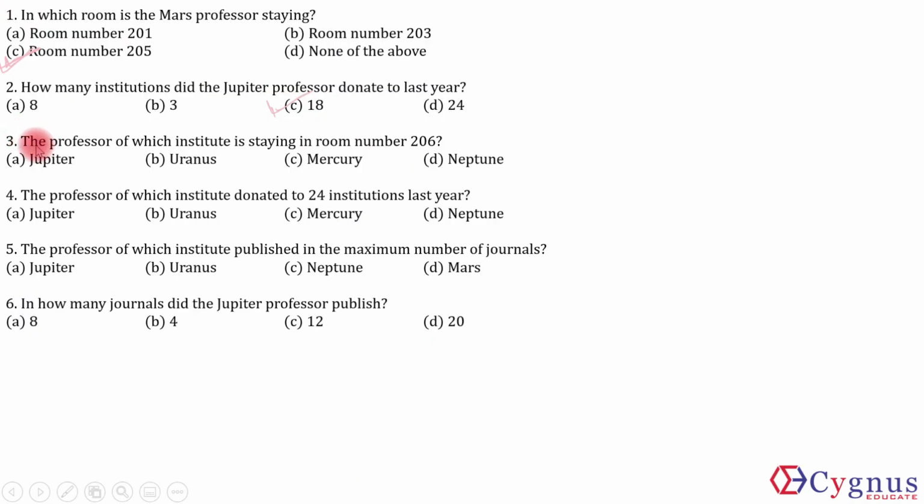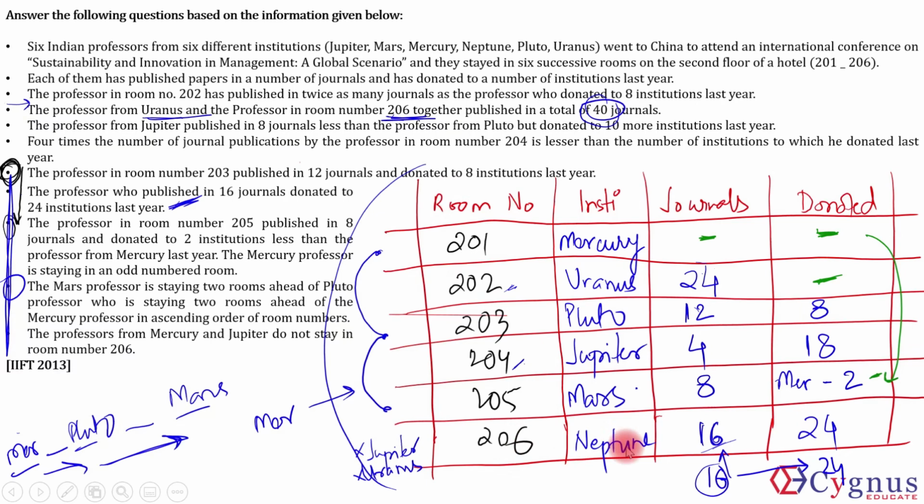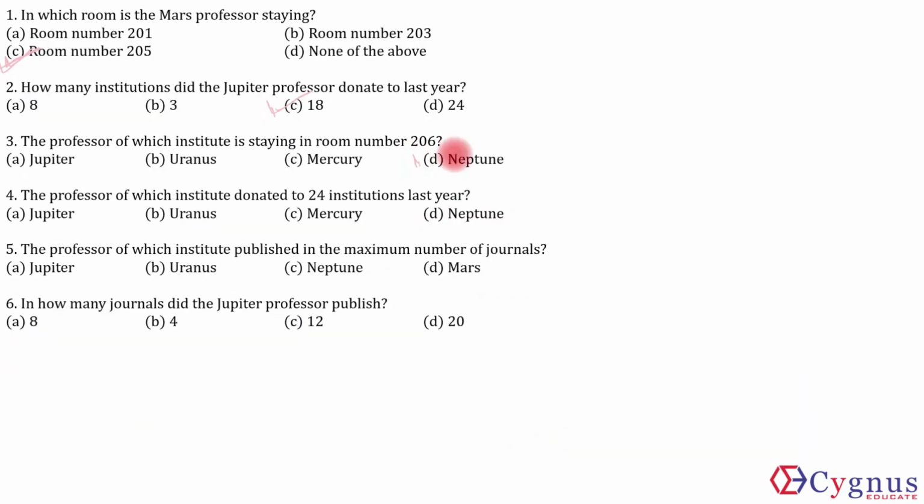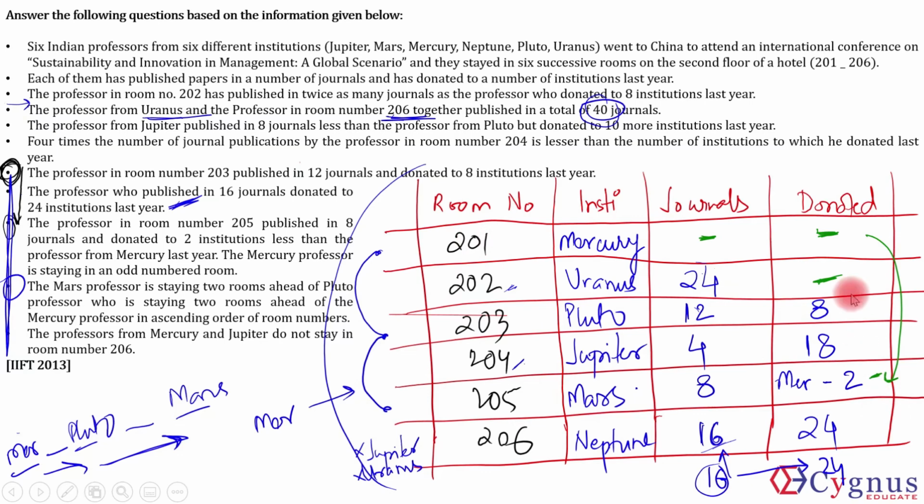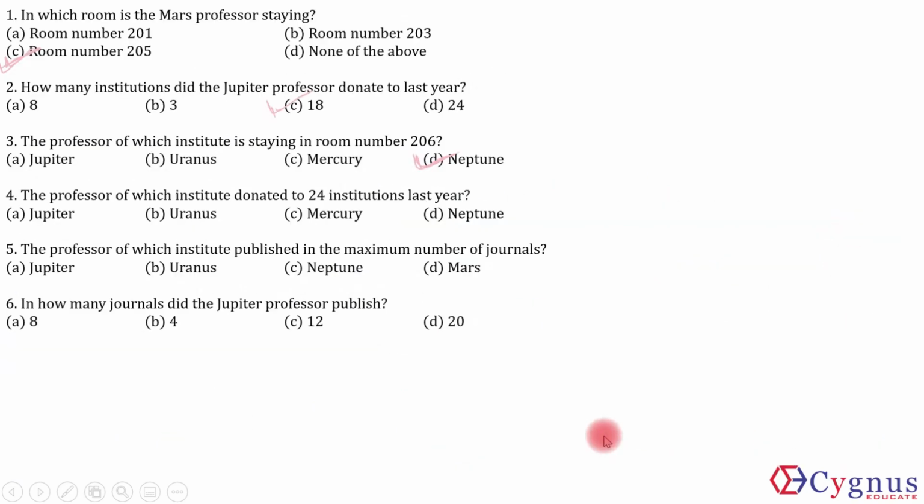Moving on to the third question. The professor of which institute is staying in room number 206? So the professor from Neptune is staying in room number 206. Hence, the answer is option D, Neptune. Next, the professor of which institute donated to 24 institutions last year? So the donation of 24 institutes is by the professor from Neptune. So this will also be option D, Neptune.